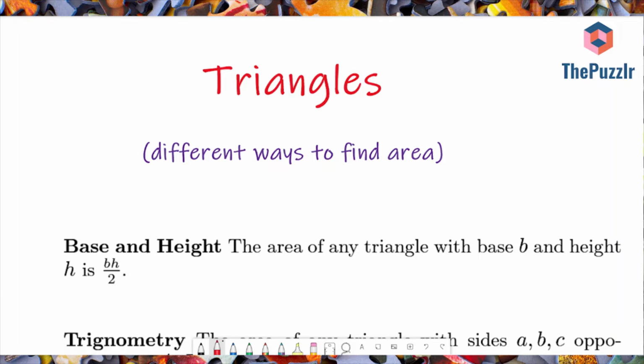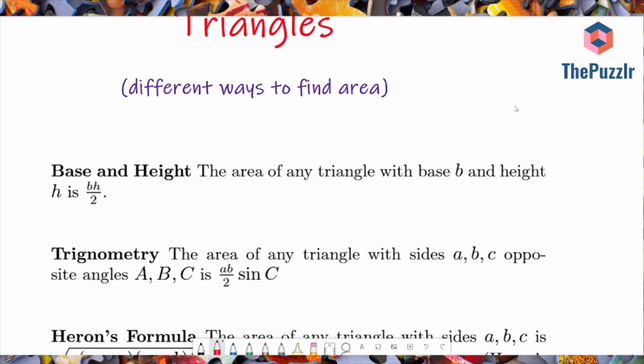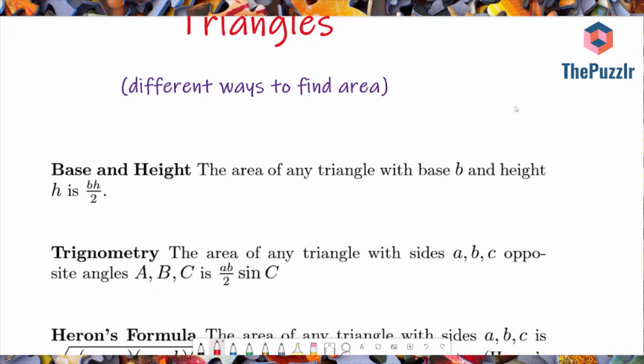Our first topic for the day is triangles, specifically, different ways to find the areas of triangles. Now, the most common way is base and height. If you have a triangle which has a base b and a height h, then the area of that triangle is just b times h divided by 2. You've probably seen this one.